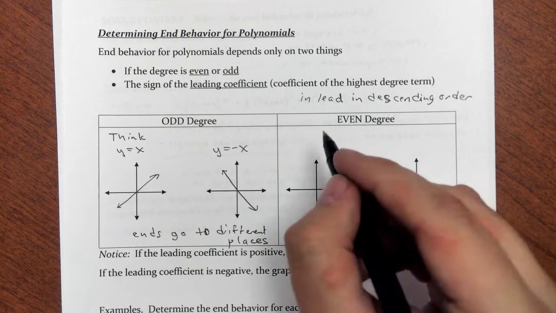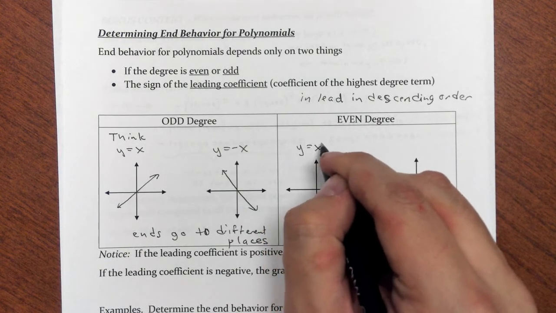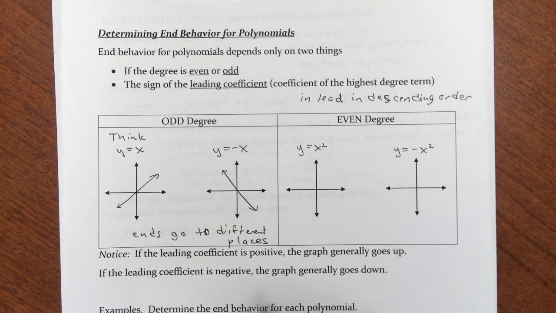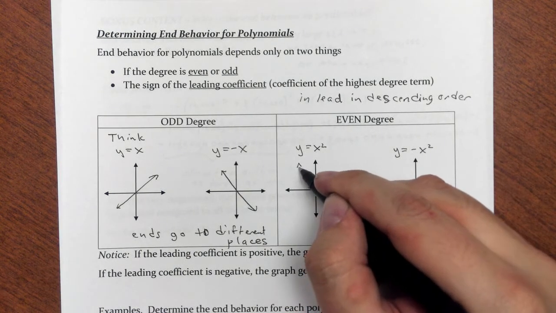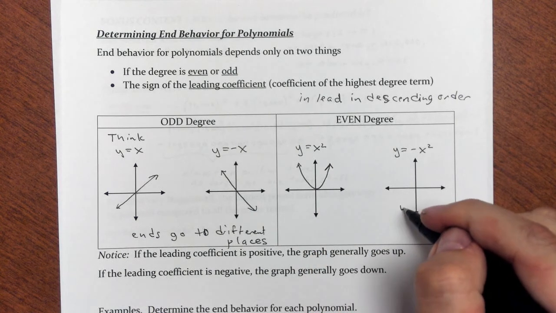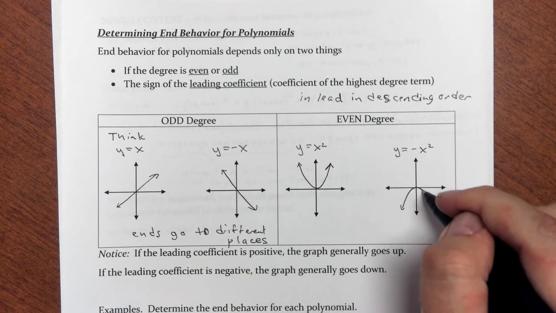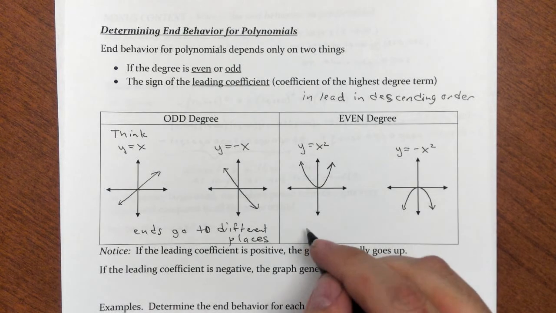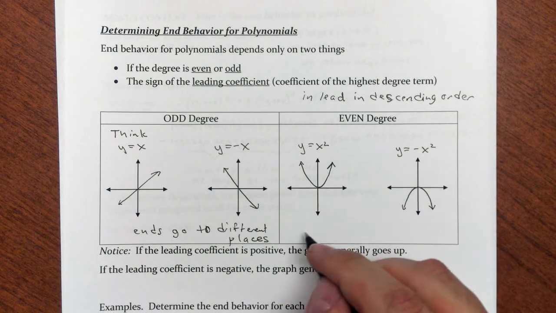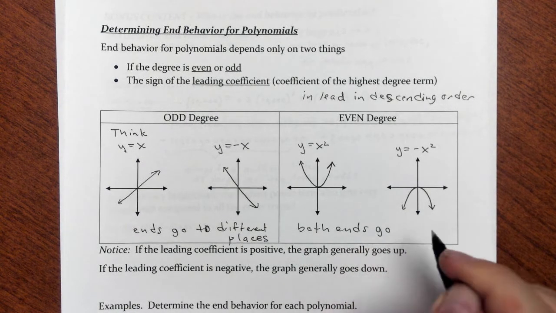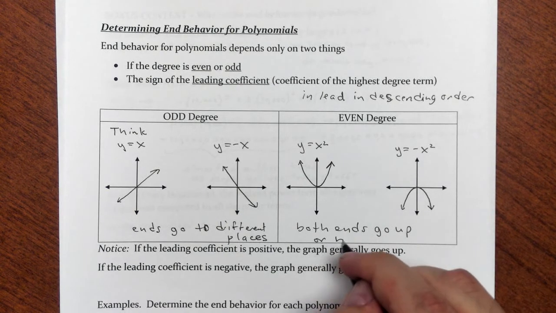If I have an even degree polynomial, we want to think about y equals x squared or y equals negative x squared. These are some simple polynomials we dealt with lately. We know exactly what they look like. Y equals x squared is a parabola through the origin. Y equals negative x squared is also a parabola through the origin, but with a reflection in the x-axis, so it is opening down. So what do I know here? I can see that the ends both go up or both go down.